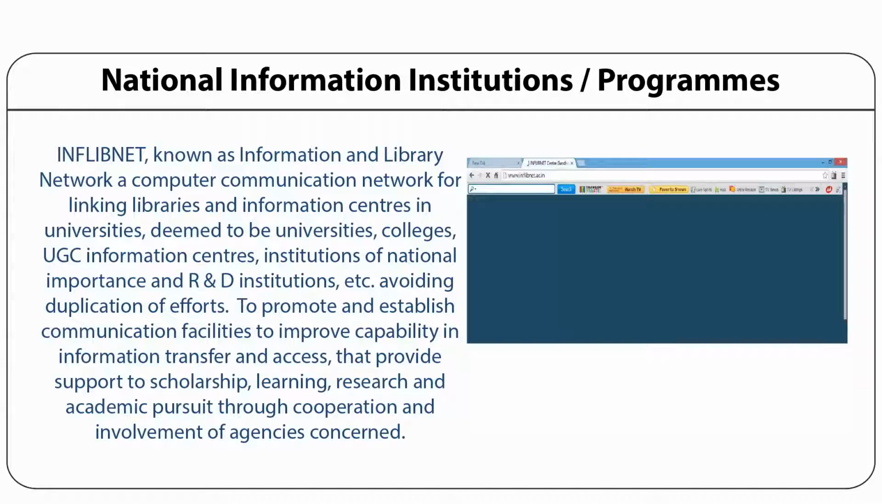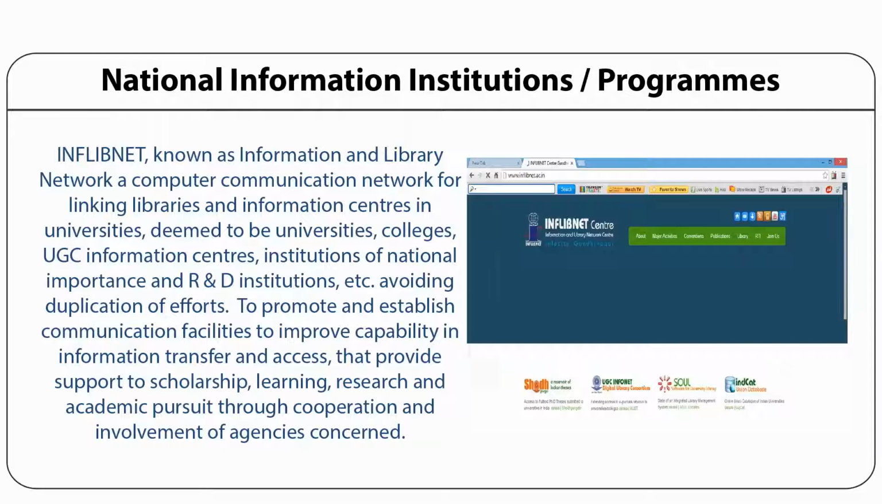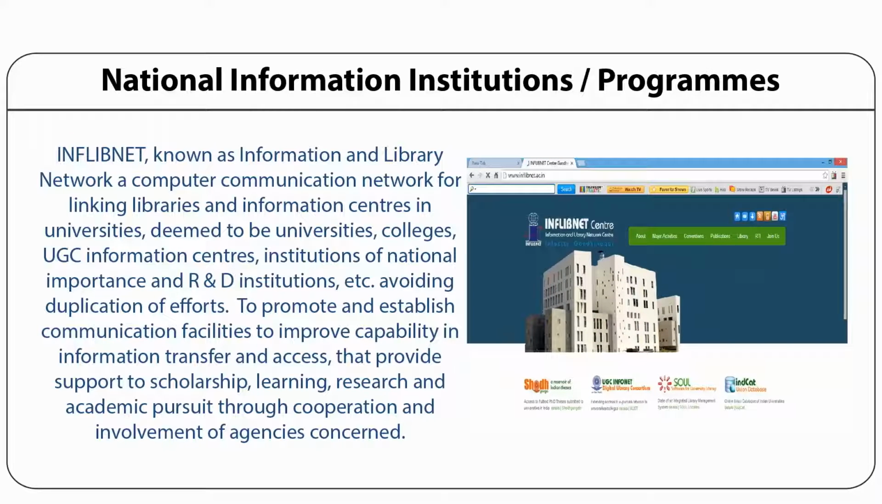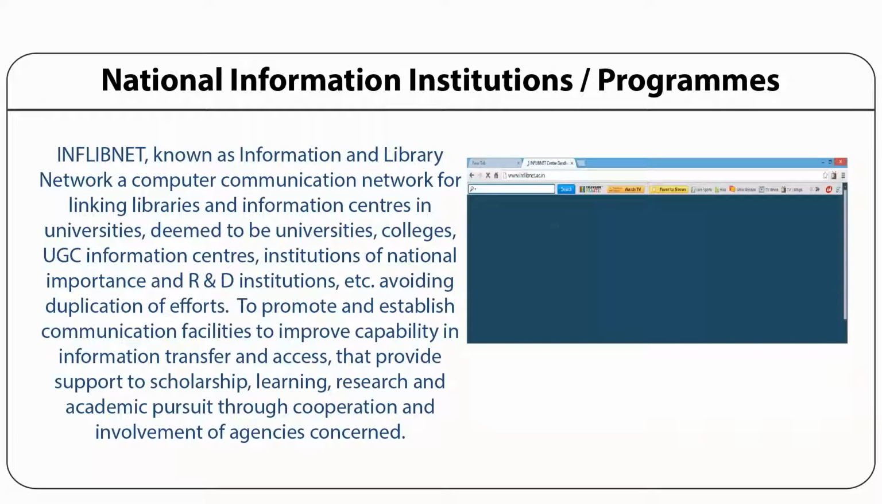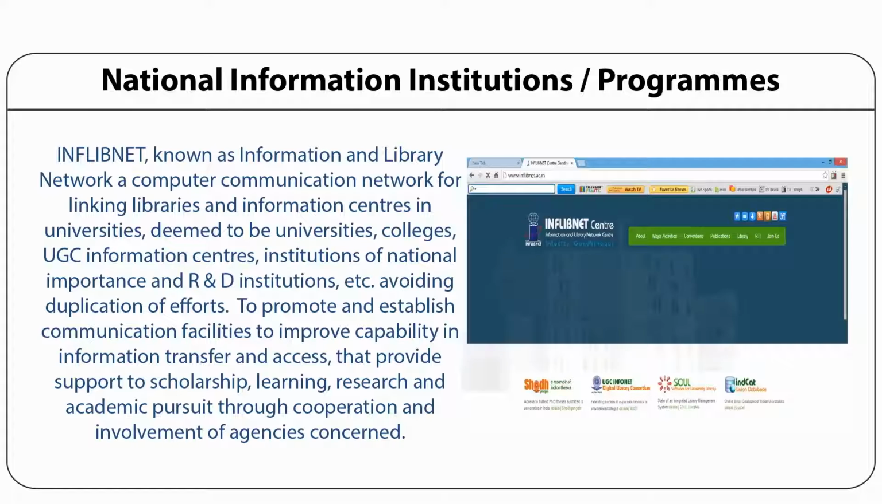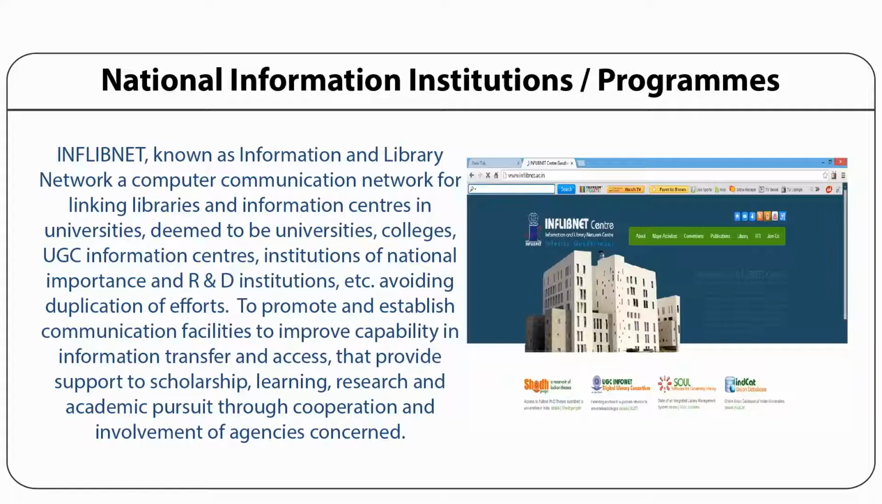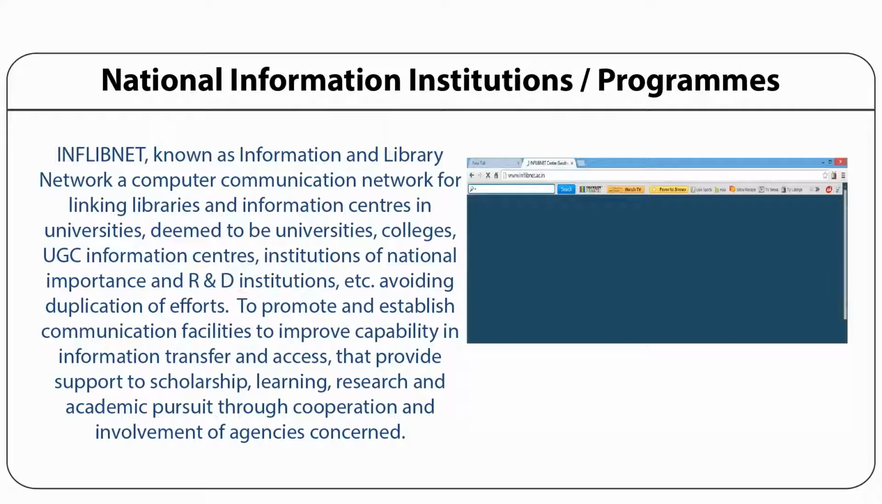INFLIBNET, known as Information and Library Network, is a computer communication network for linking libraries and information centers in universities, deemed to be universities, colleges, UGC information centers, institutions of national importance, and R&D institutions, etc. The main aim is to avoid duplication of efforts, to promote and establish communication facilities to improve capability in information transfer and access, that provides support to scholarship, learning, research, and academic pursuit through cooperation and involvement of agencies concerned.